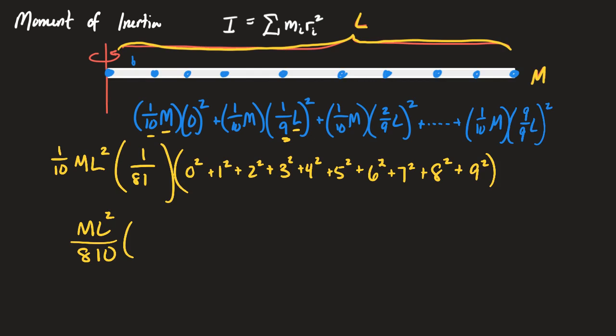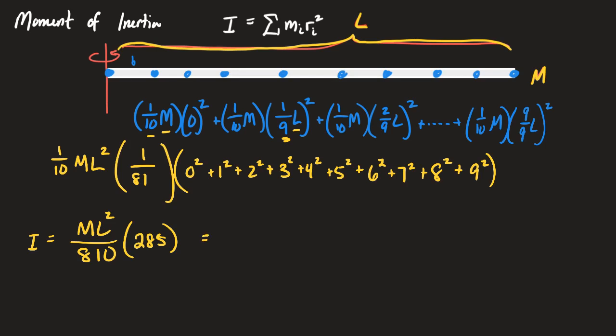So here you go. You got to do your 9 squared plus 8 squared plus 7 squared plus 6 squared plus 5 squared plus 4 squared plus 3 squared plus 2 squared plus 1 squared plus 0 squared. 81 plus 64 plus 49 plus 36 plus 25 plus 16 plus 9 plus 4 plus 1. So what do we got? 285? All right. So, the moment of inertia is equal to 285 over 810.